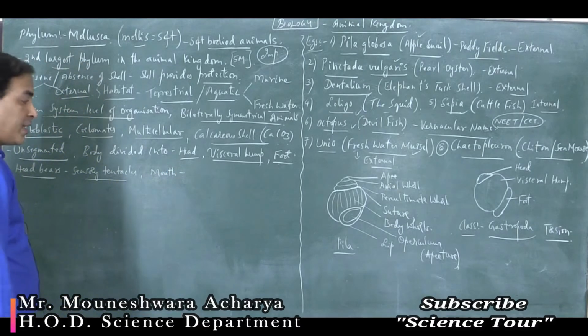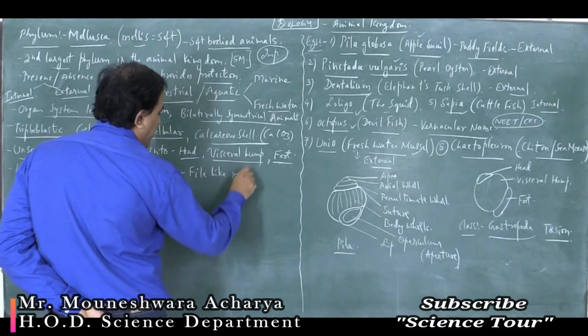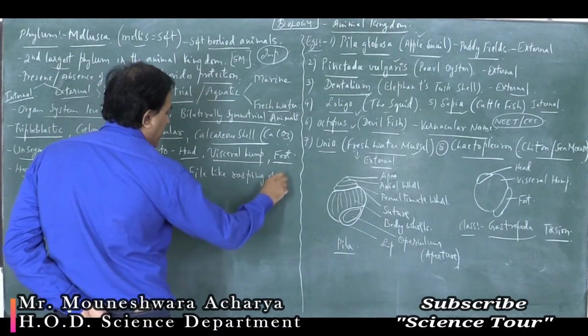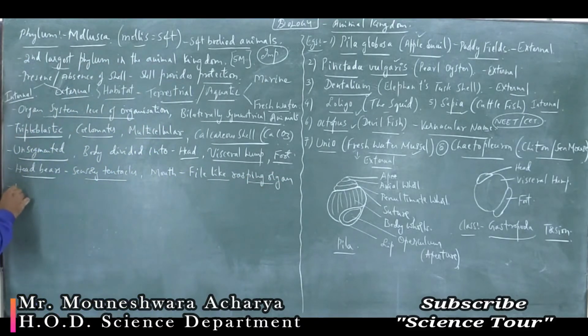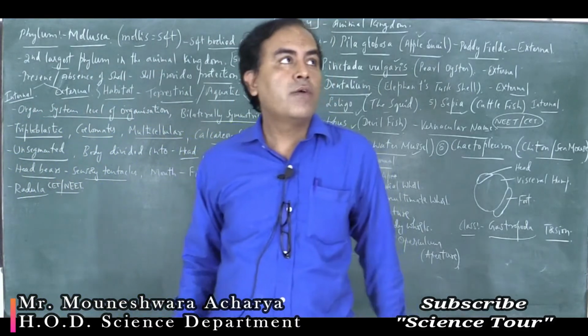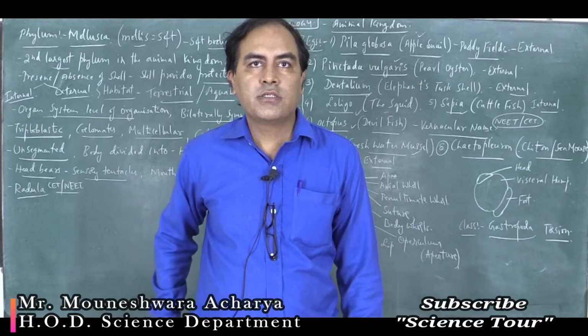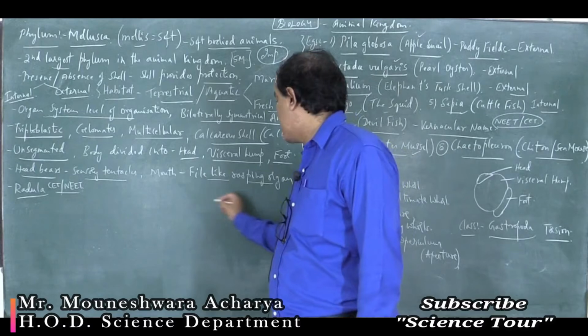So this mouth bears a file-like rasping organ. That file-like rasping organ is called as radula. Important for feeding. It's called as radula. So rasping means it helps like a file. It helps to tear the food particles. That is your radula.